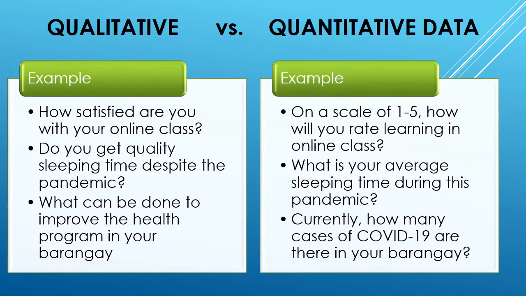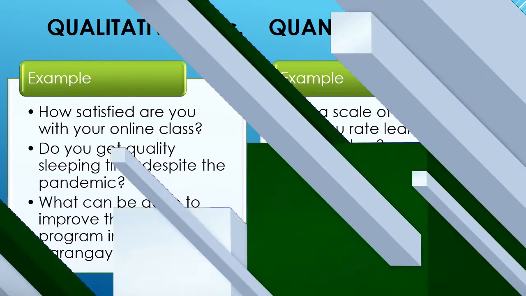However, here are some examples of research questions to gather quantitative data. On a scale of 1 to 5, how will you rate learning in online class? What is your average sleeping time during this time of pandemic? And currently, how many cases of COVID-19 are there in your barangay?